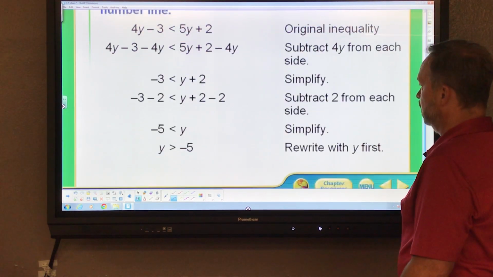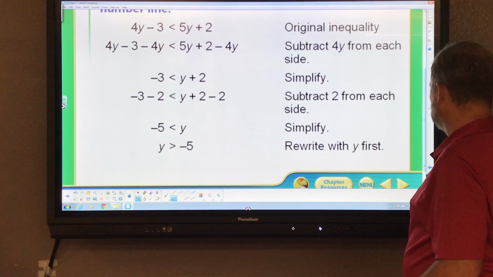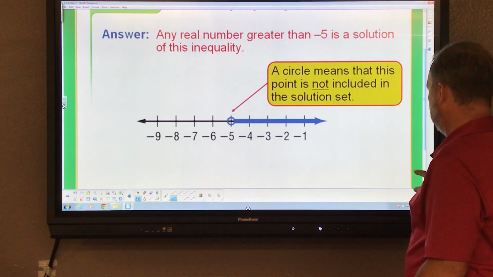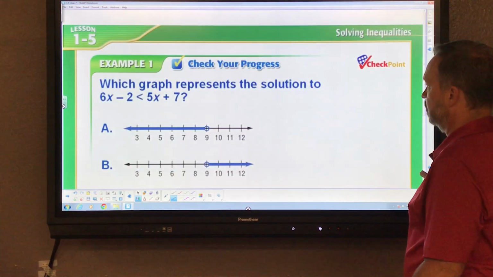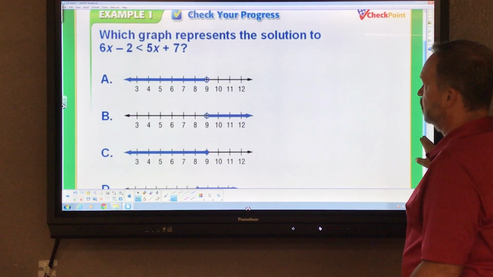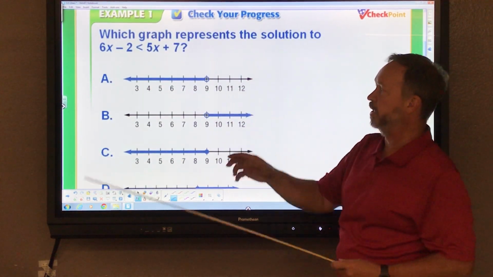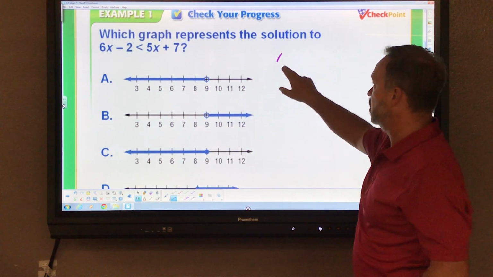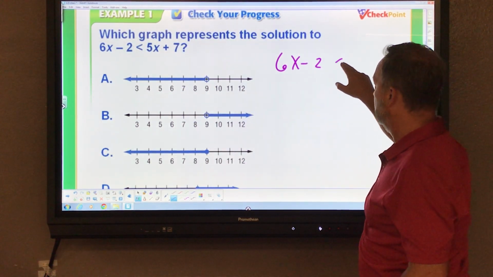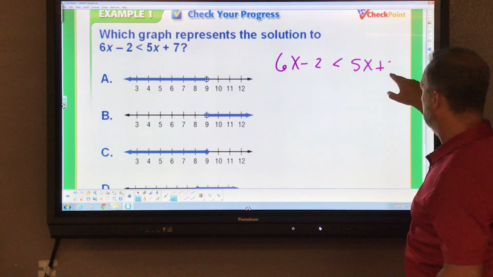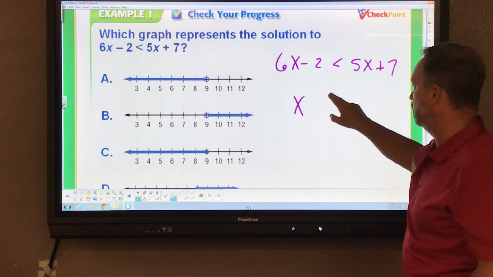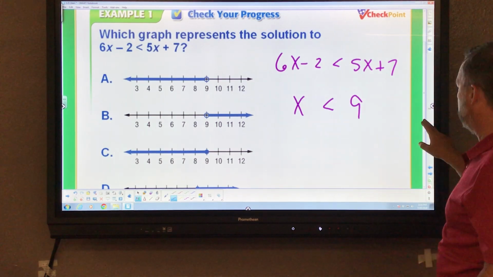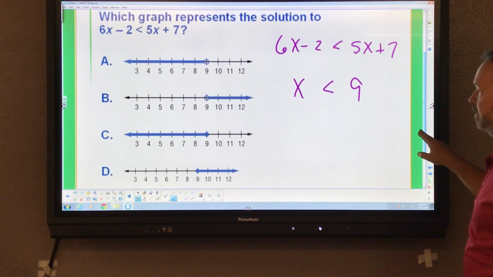But you can see the answer that we got is correct. And then, of course, graphing it, and all that's great. So this one would solve pretty easy because the larger letter is already on the left, right? The 6x is bigger than the 5x. So I'm just copying here. Take the 5x over. Bring the 2 over, it's an add 2. And so you can see x is greater than 9.